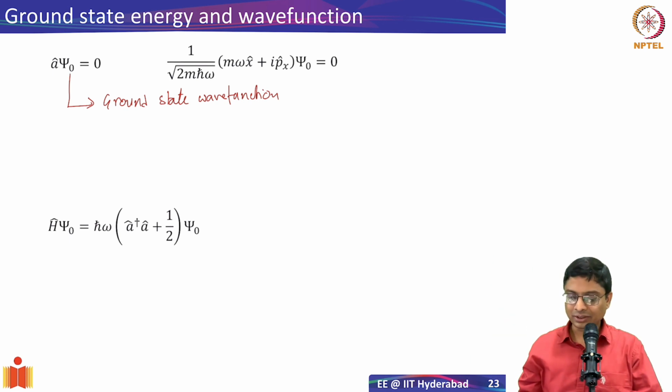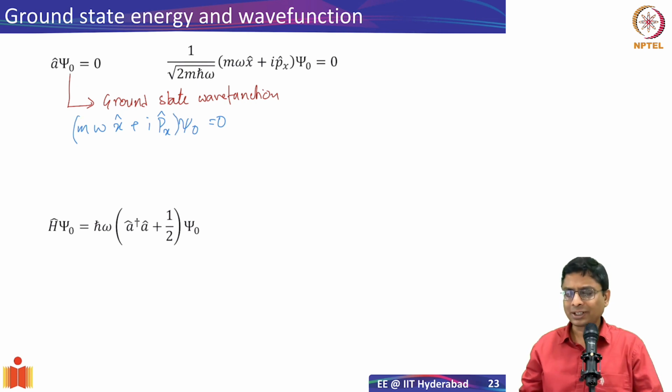So the process for getting that is by solving this equation. I have a differential equation here. You see that it's a differential equation, right? Basically, this is a bunch of constants on the side. Ignore that. Let's say we have to solve essentially m omega x cap plus i p hat acting on psi 0 equal to 0. This is what I need to solve.